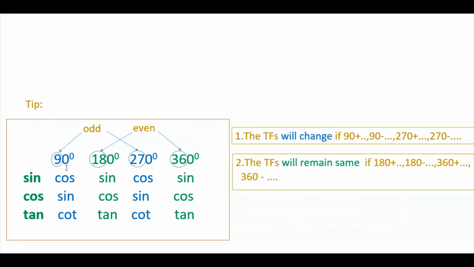So whenever the angles are 90 degrees and 270 degrees plus or minus, then the trigonometric functions will change. If the angles are 180 degrees and 360 degrees plus or minus, then the trigonometric functions will not change. So see here sin, 180 degrees plus or minus, then the trigonometric function will not change, sin only. You can remember like this, 9 and 27 are odd numbers, so if these angles come, then the trigonometric function will change. If it is like 18 and 36, then these are even, so the trigonometric functions will not change. You can remember like this.